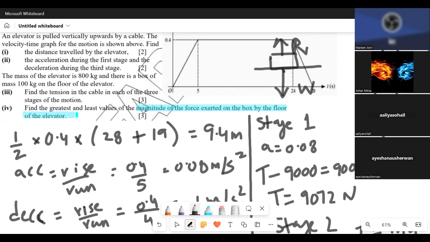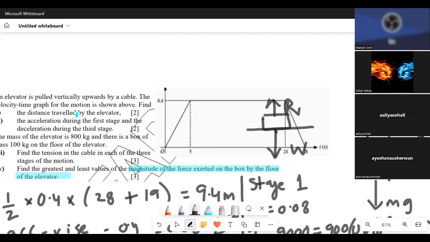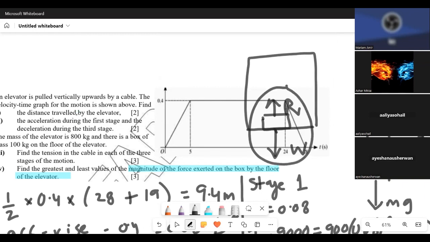Find the greatest and the least value of the magnitude of the force exerted on the box by the floor of the elevator. So for this too there will be three accelerations, each stage has its own. So we have to use all three accelerations. Now, your forward force is going to be R, the normal contact force, because now we are talking only about the mass inside the lift. So this becomes your forward force. The downward force is going to be the weight of the box only, minus mg, because R is applied on the box, so only the weight of the box is applied downward. So you do not consider the entire lift, you do not consider the tension here, that applies on the lift. We are looking only at the box.